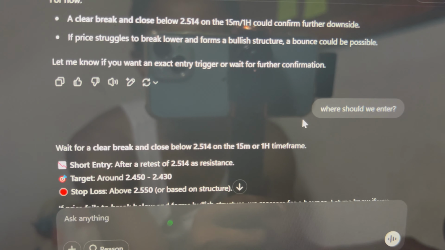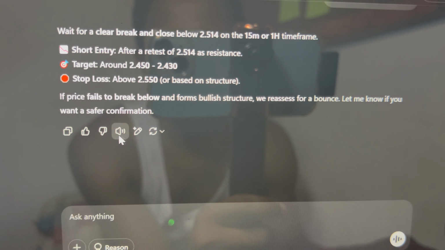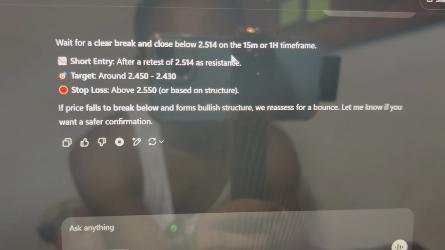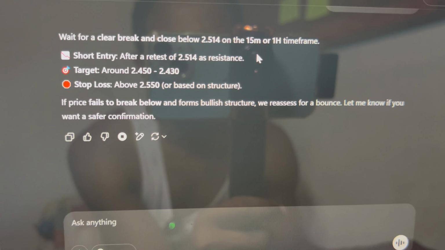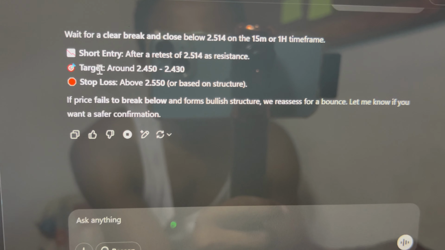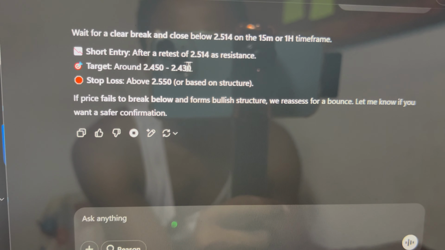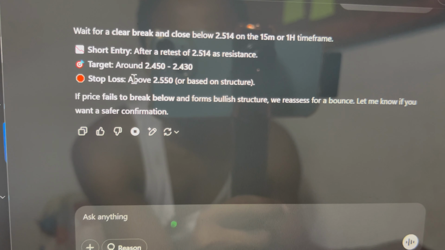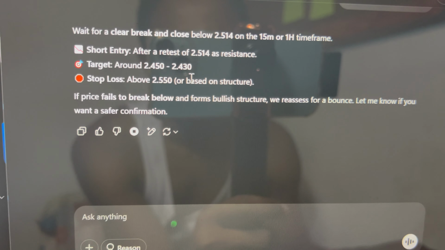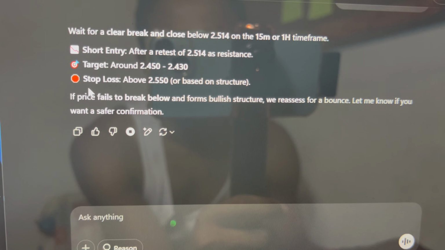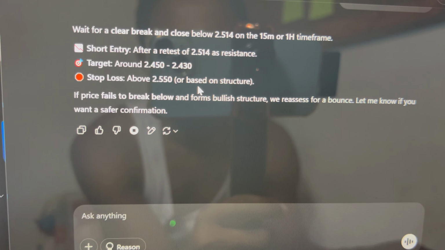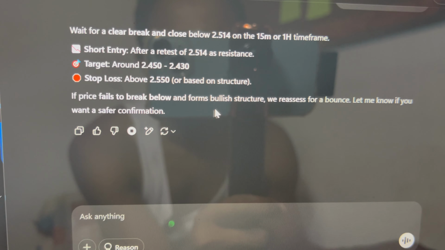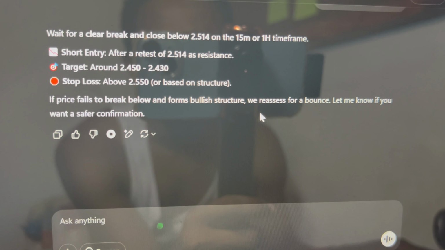So I asked, where should we enter exactly? This is what it has to say. Wait for a clear break and close below 2.514 on the 15M or 1H time frame. Short entry after a retest of 2.514 as resistance. Target around 2.450 to 2.430. Stop loss above 2.550 or based on structure. If price fails to break below and forms bullish structure, we reassess for a bounce.